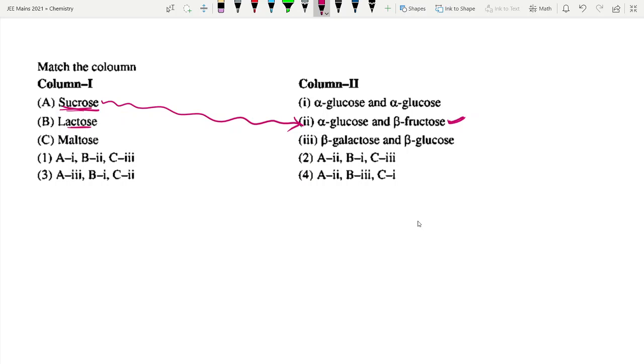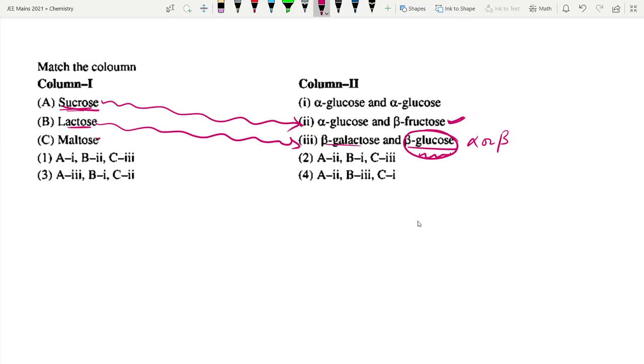Lactose, if you see lactose, you know galactose should be there. So beta galactose and beta glucose, but this can anomerize. This lactose can exist in two forms because one of the rings can open up, so this could even be alpha or beta, but in most of the textbooks it's only beta, so that's fine.